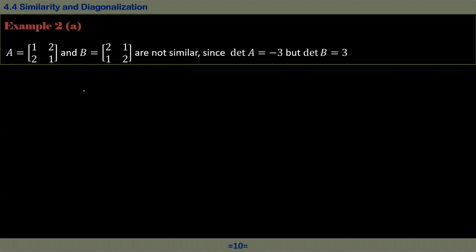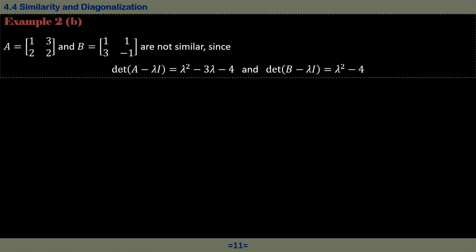Why? How do I know that? Here, if you calculate the determinant of A, it is equal to 1 minus 4, that's minus 3. And the determinant of B is 4 minus 1, that's equal to 3. If they're similar, then their determinants must be equal to each other. Since these determinants are not equal, that means that they are not similar. How about in this example 2b, matrix A is 1, 3, 2, 2, and matrix B has components 1, 1, 3, minus 1. Also, they are not similar.